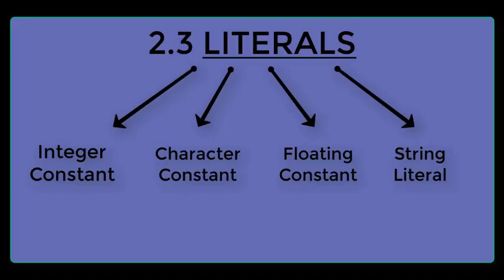Literals. Literals are data items that never change their value during a program run. C++ allows four kinds of literals. They are integer constant, character constant, floating constant, and string literal.